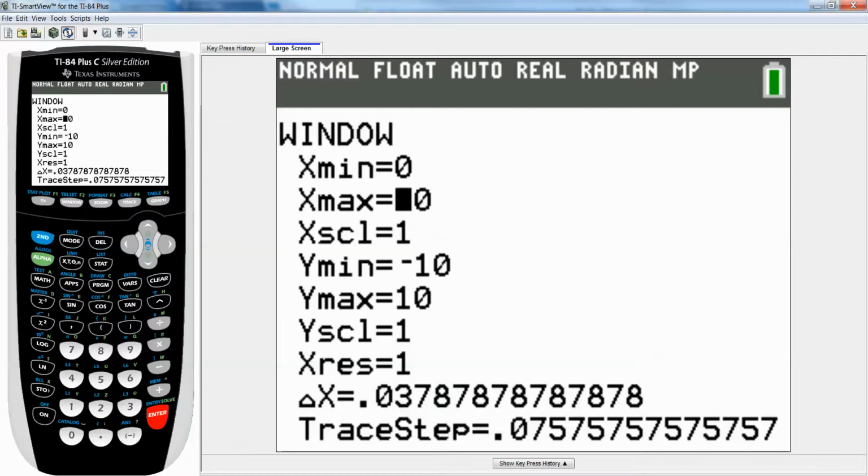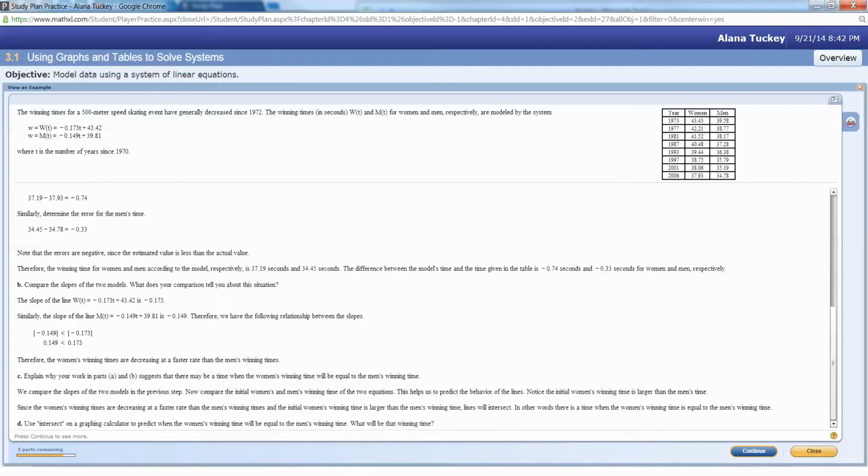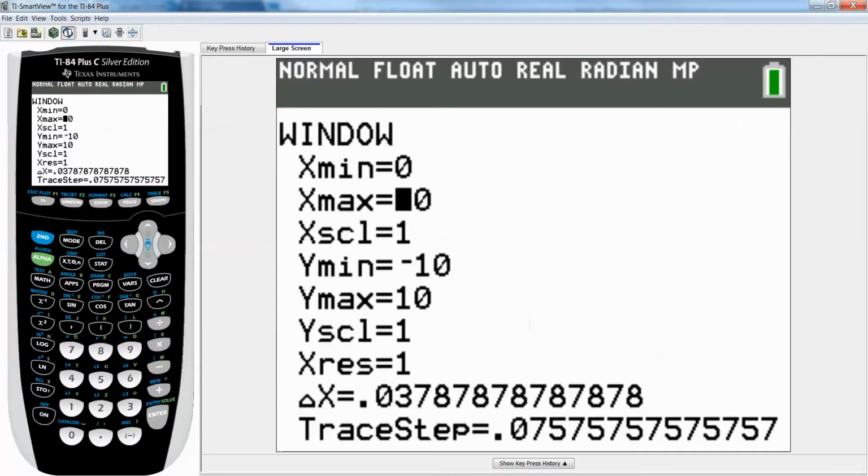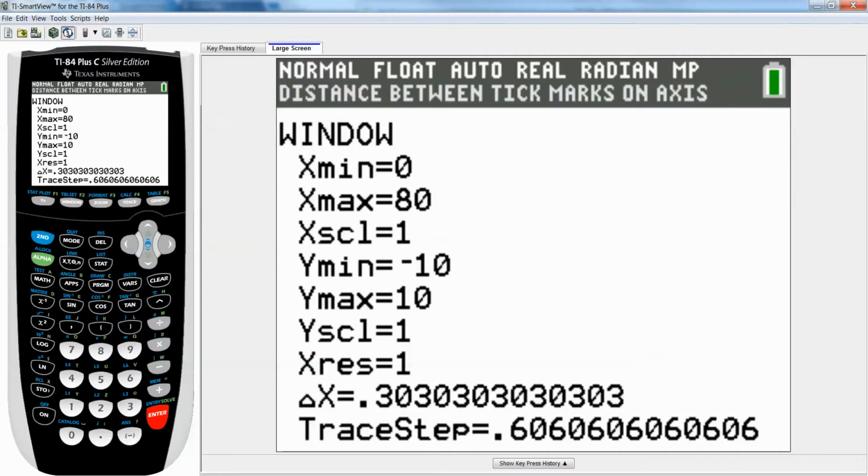And then the X max, well, I'm just not sure where this intersection is going to happen. I can see that it hasn't happened in the first 36 years that I have here. So how about making it, I don't know, 80, and we'll see what happens. And if I'm going to make it go to 80, then I should probably have it be 10 here. So that's the scale, it's the distance between the tick marks, right? So every tick mark's worth 10.